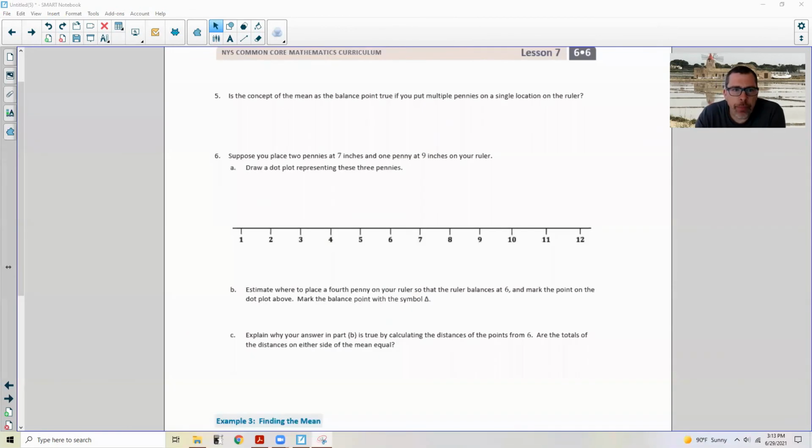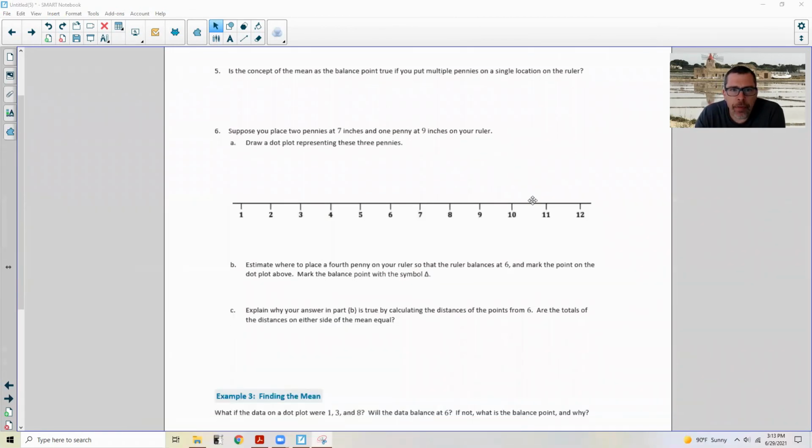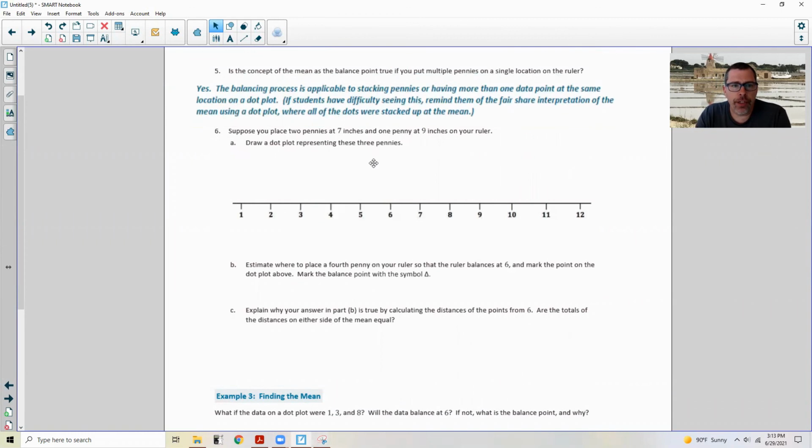All right, page 5, number 5. Is the concept of the mean as the balance point true if you put multiple pennies on a single location of the ruler? I think we've already done this, right? So the answer is yes, the balancing process is applicable to stacking pennies or having more than one data point at the same location on a dot plot. Okay, remember we did the fair share interpretation with pets back a couple of lessons ago.